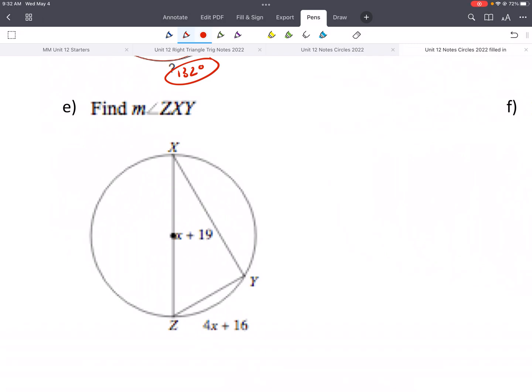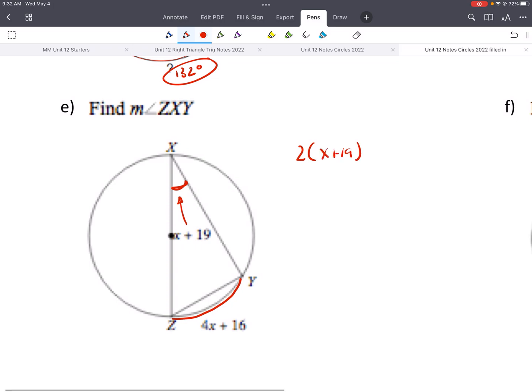Pause if you'd like, give it a try. Here we have this angle, x plus 19. That's all that we could fit in there. And this would be its arc. They give you an expression for the angle and an expression for the arc. How are they related? We know that 2 times the angle, so 2 times x plus 19, is equal to 4x plus 16. We can use the distributive property.